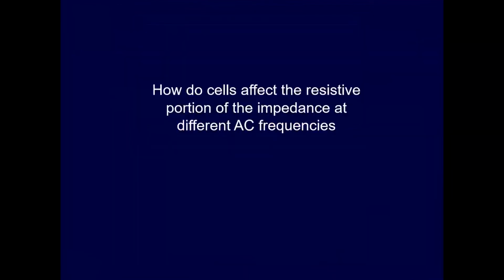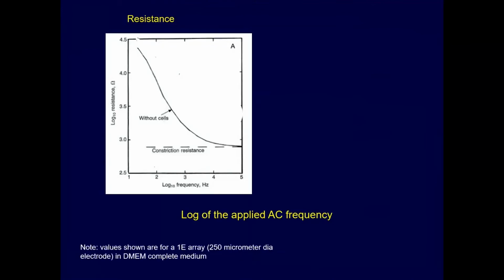So how do cells affect the resistive portion of the impedance at different frequencies? Let's just think about the resistance here. Again, this is a complicated graph in a way because it's a log-log plot. We're plotting the log of the frequency on the x-axis from 10 hertz up to 10 to the fifth, 100,000 hertz. And the resistance is also going from less than 1,000 ohms to almost 10,000 ohms. Without cells, this is what this will look like.